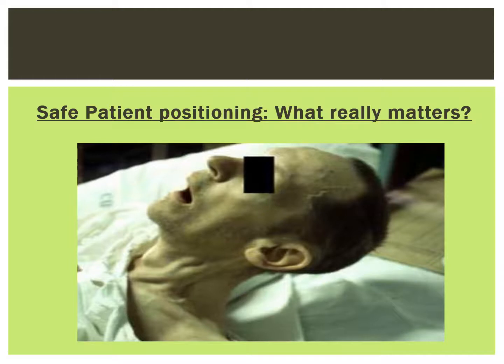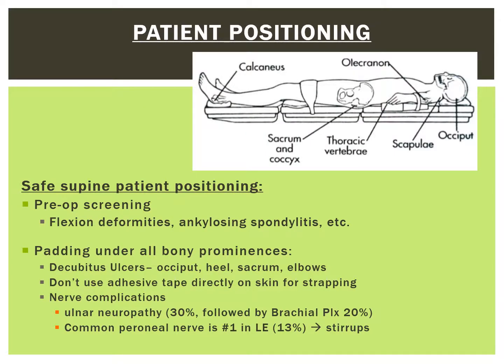So what are the most important factors to consider when positioning a patient? In this example, the patient has ankylosing spondylitis, and you will not be able to obtain a regular positioning of the patient. Start with pre-op screening for any fixed flexion deformities or spinal deformities. Be sure to place padding under all bony prominences, especially during longer procedures that last over 4 hours. Try to avoid applying adhesive tape directly onto the skin for strapping a patient in.